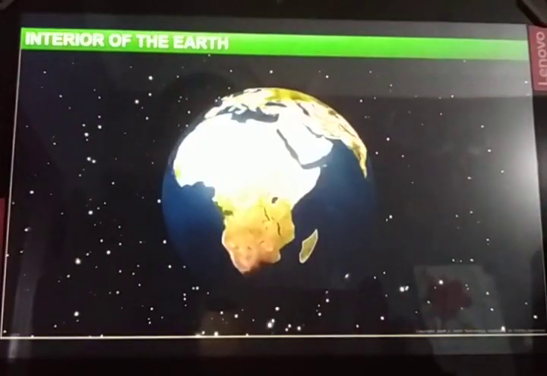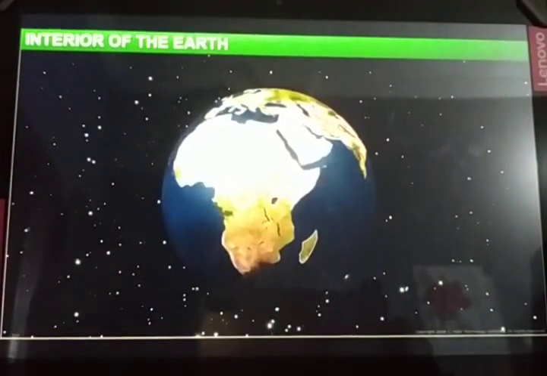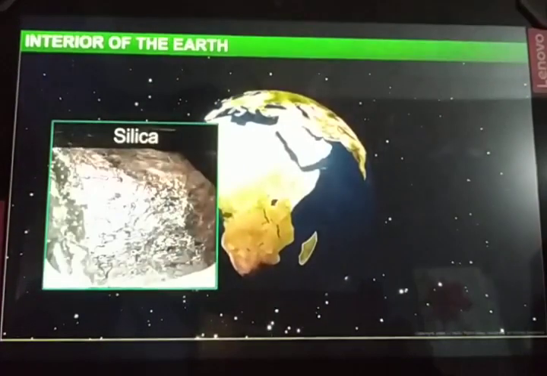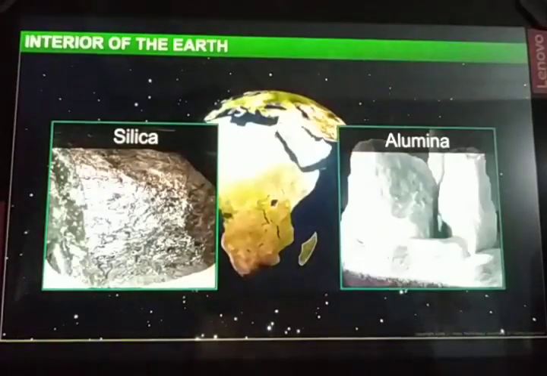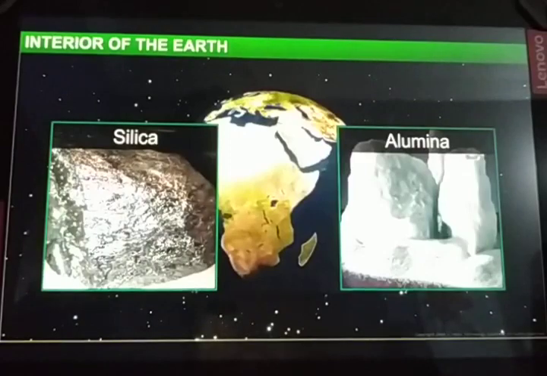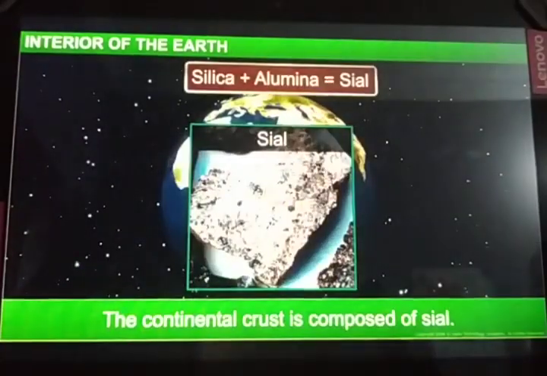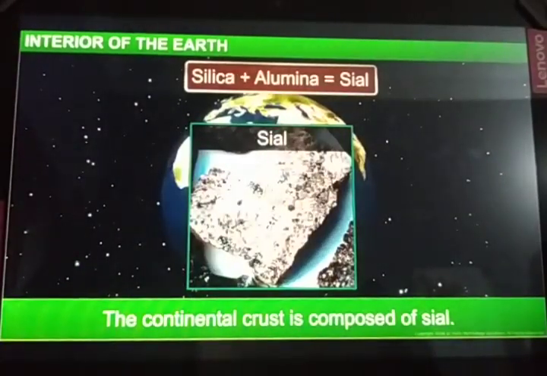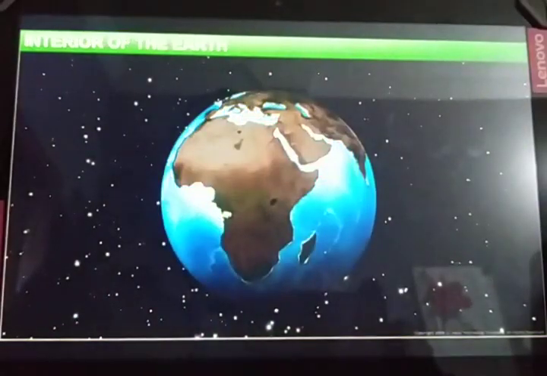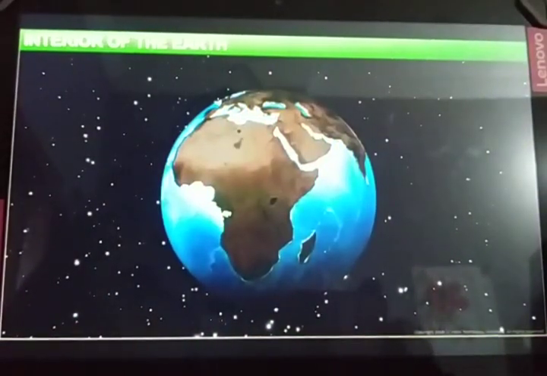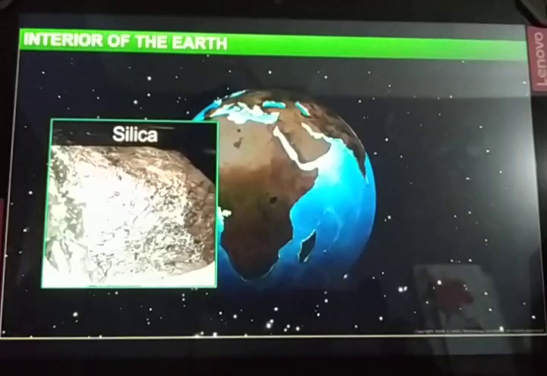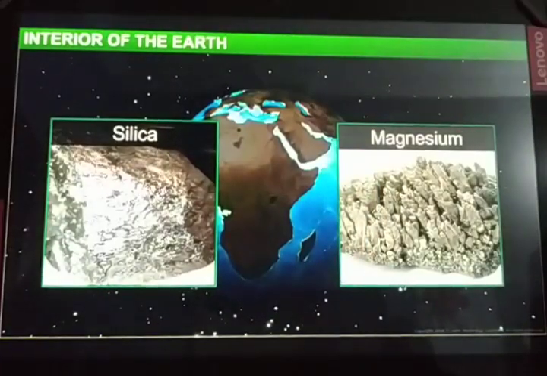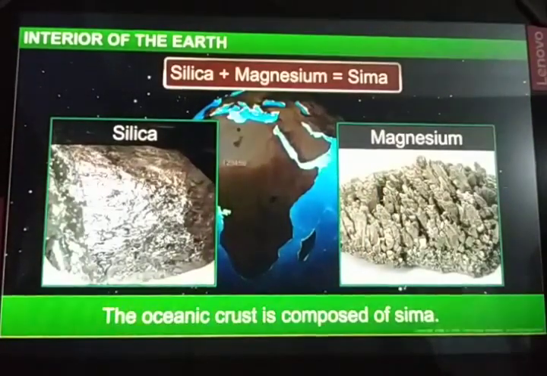The continental crust is composed of two minerals, silica and alumina. The combination of these two elements gives it the name sial. The oceanic crust, on the other hand, is mostly made up of silica and magnesium and is called sima.